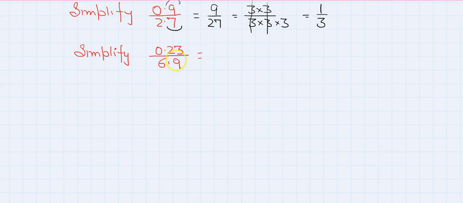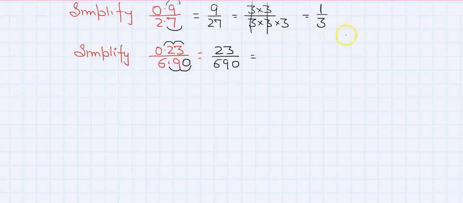Now let's take another example. We have to simplify this decimal fraction, 0.23 over 6.9. After the decimal we have two places here, and after the decimal we have one place here, so there is no other place. So we are going to write a 0 here. So it's going to be 23 over 690. That is how we remove the decimal point from there.